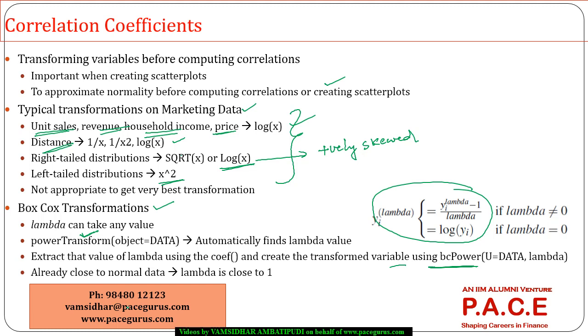And based on that, you will get your transformed variables. And based on them, if you really want to do some kind of correlations, you perform correlations on them. So if your data is very, very close to normal, you will find the lambda values to be very much closer to 1. So that is one more thing that we have to understand as a part of the correlation coefficients.